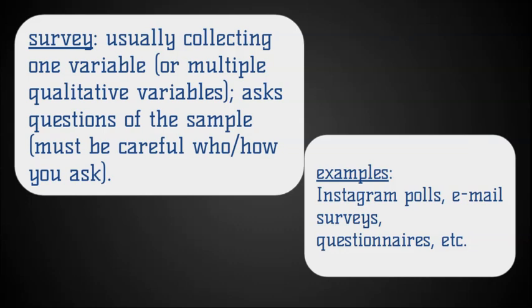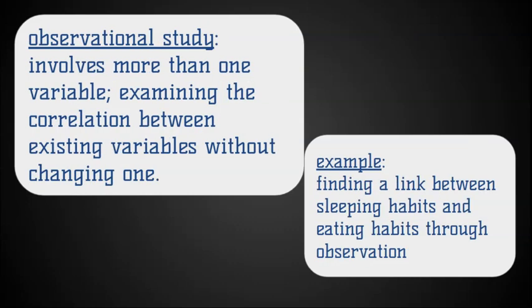Examples would just be Instagram polls, email surveys, questionnaires. You get them on Schoology all the time, or maybe from your teachers and things like that. An observational study involves more than one variable. This is where you're going to examine the correlation between existing variables, but you're not going to manipulate one. You're not going to change one. It's very important to remember that an observational study is not an experiment. You're not looking for cause and effect.